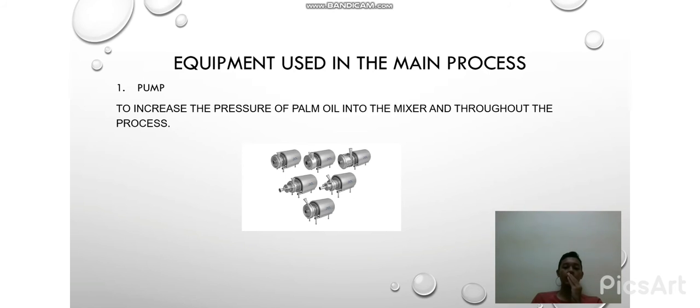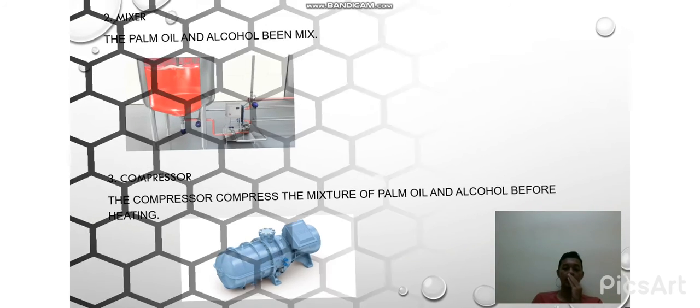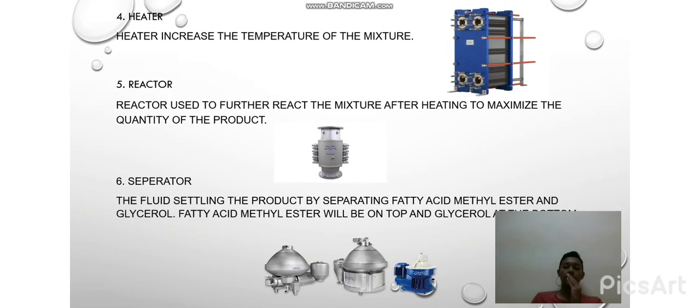The fourth equipment is the heater. The heater increases the temperature of the mixture before reaction, and the reactor is used to further react the mixture after heating to maximize the quality of the product. And lastly, the oil will be transported to the separator, the fluid settling the product by separating fatty acid methyl ester and glycerol. Fatty acid methyl ester will be on top and glycerol at the bottom.